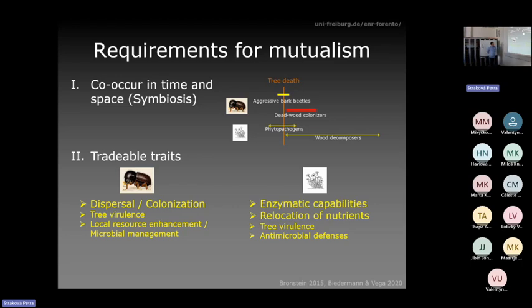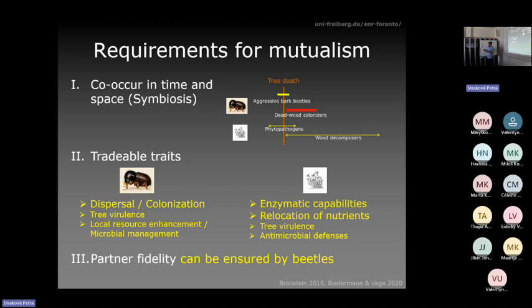And beetles on the other side, they profit from fungi mostly by enzymatic capabilities. You know, fungi have a lot of potential to degrade chemicals, to produce certain chemicals, what insects cannot do. So there are traits that can be exchanged. And a third really important factor is partner fidelity.